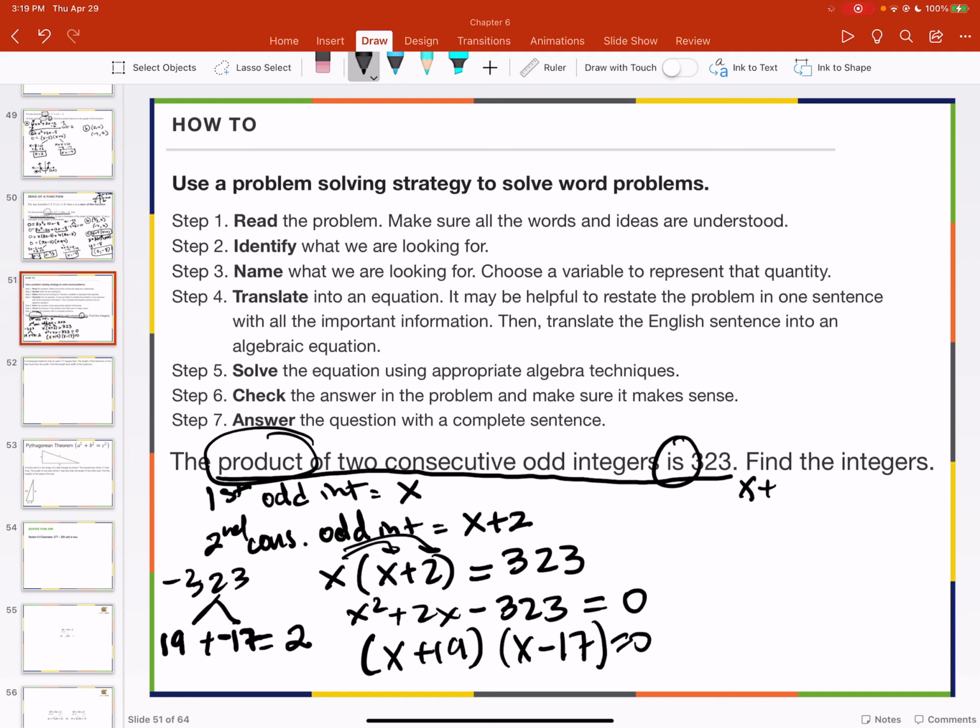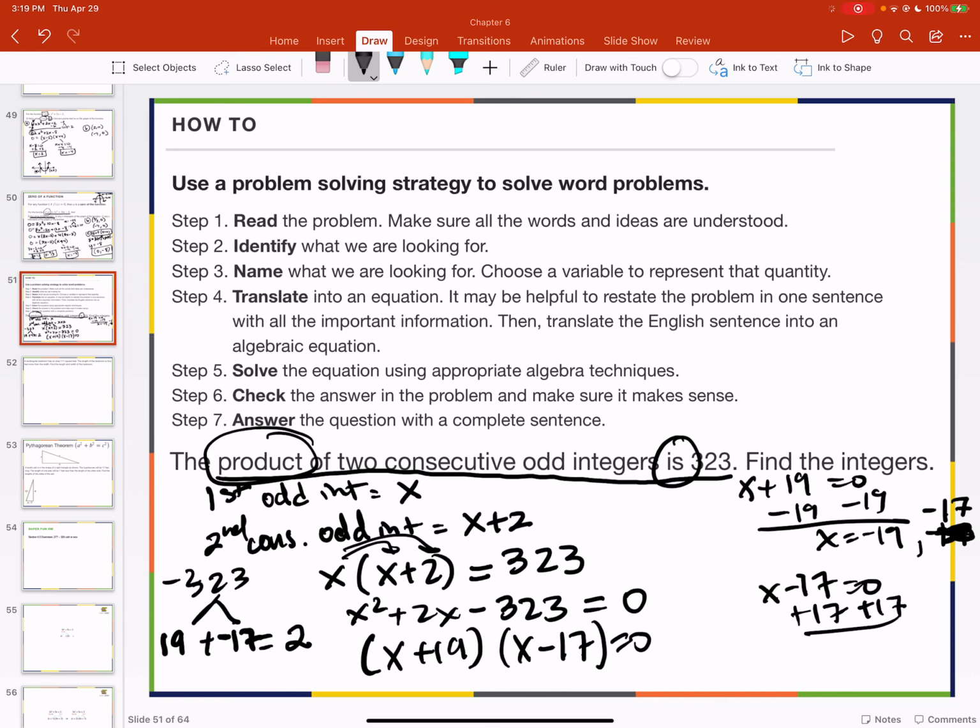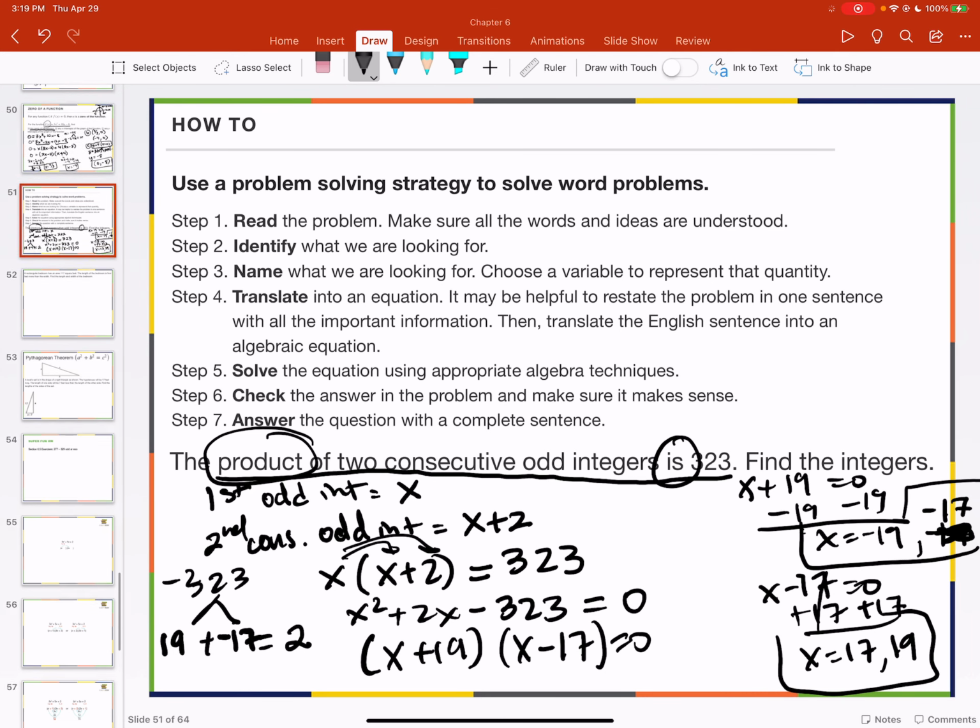So solving for x, you have x is equal to negative 19 on one end. So if x is equal to negative 19, the next one after that is going to be negative 17. And then the next one is x minus 17 is equal to 0. So solving for x, we get x is equal to positive 17. And the next consecutive odd integer after that is positive 19. So you have the positive case and then you have the negative case, right? So those are your two sets of integers in that case.